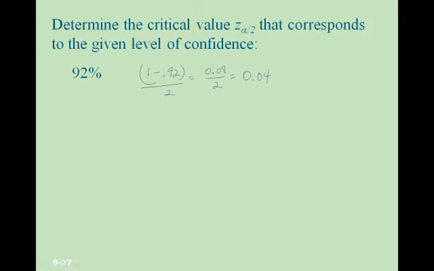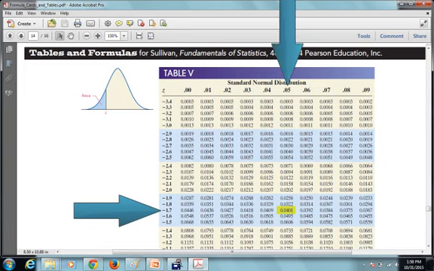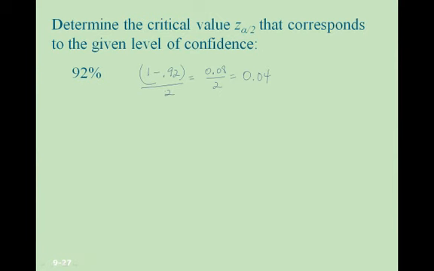I then want to look in the table, and in our table 5, our standard normal distribution table, I'm looking in the middle area for 0.04. I see that this value here is the closest, 0.0401. And that z-value then is negative 1.75. But I want to use the positive value for it, so I get a positive value of 1.75, and that would be equal to my critical value z.